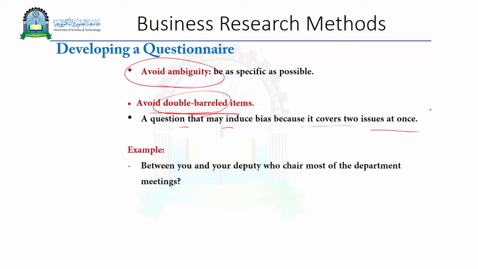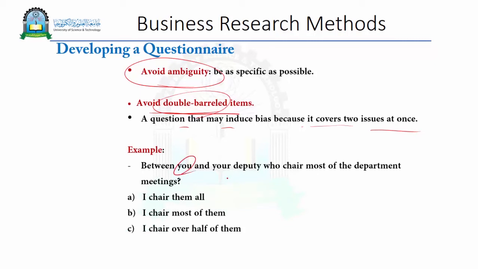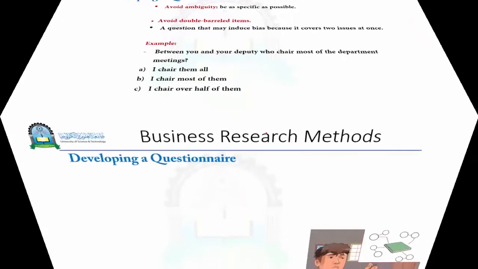This is an example: between you and your deputy, who chairs most of the department meetings? So you are comparing between you and your deputy. The answers are: I chair them all, I chair most of them, I chair over half of them. So there is a double-barreled question here. Ask about only you or the deputy, and make the question not double-barreled.